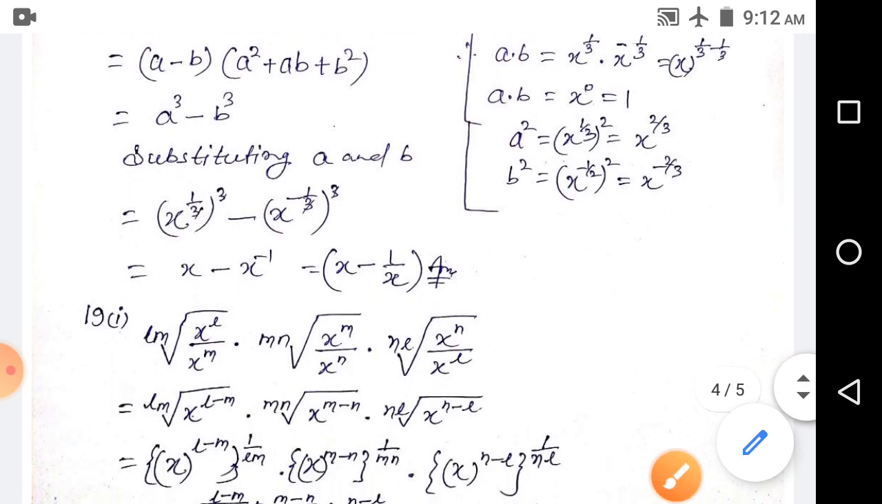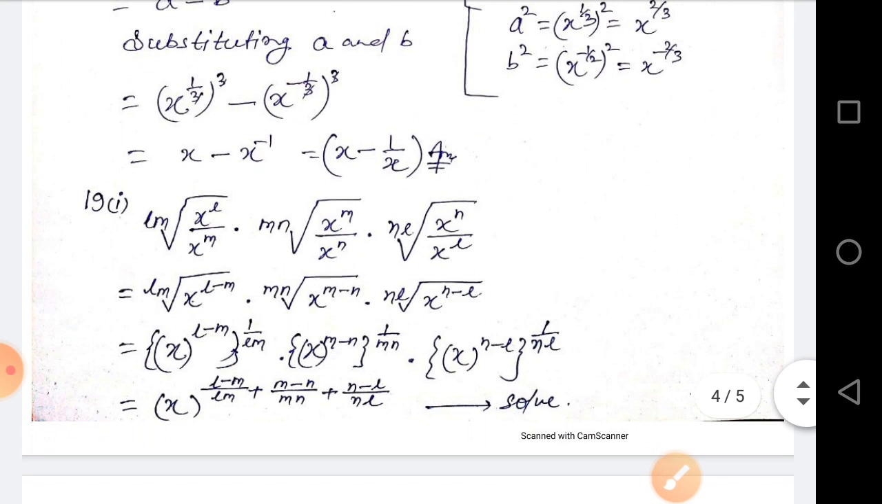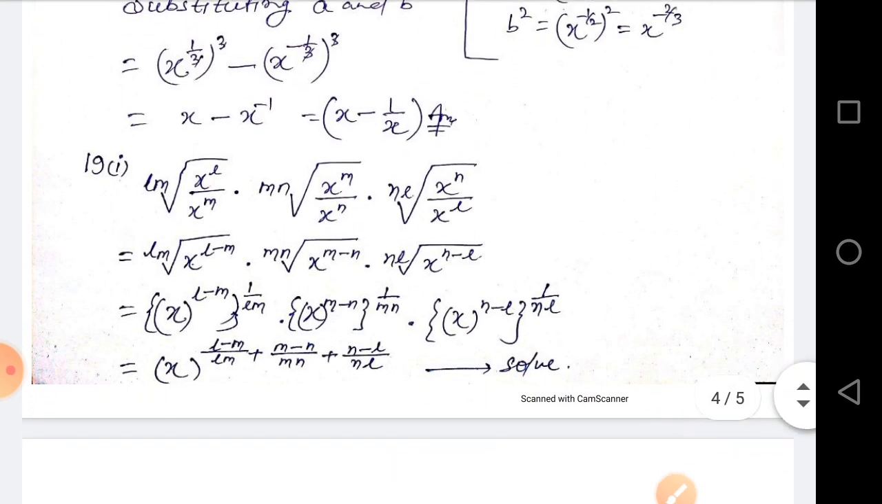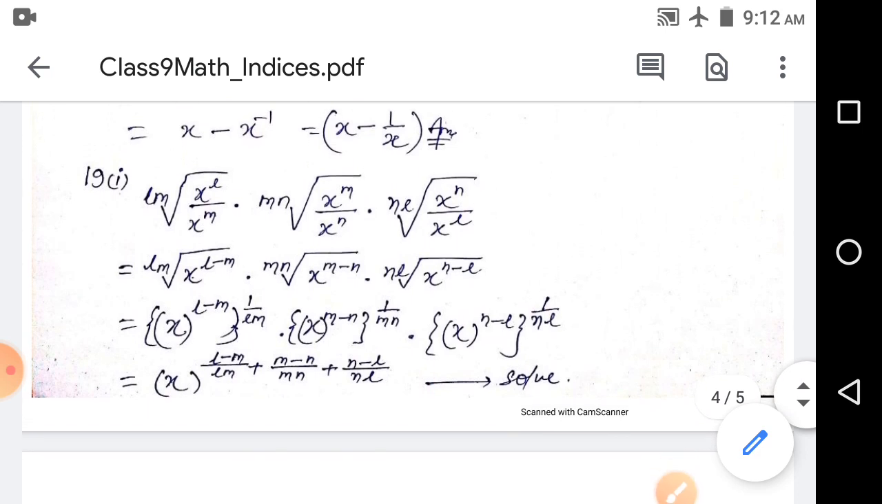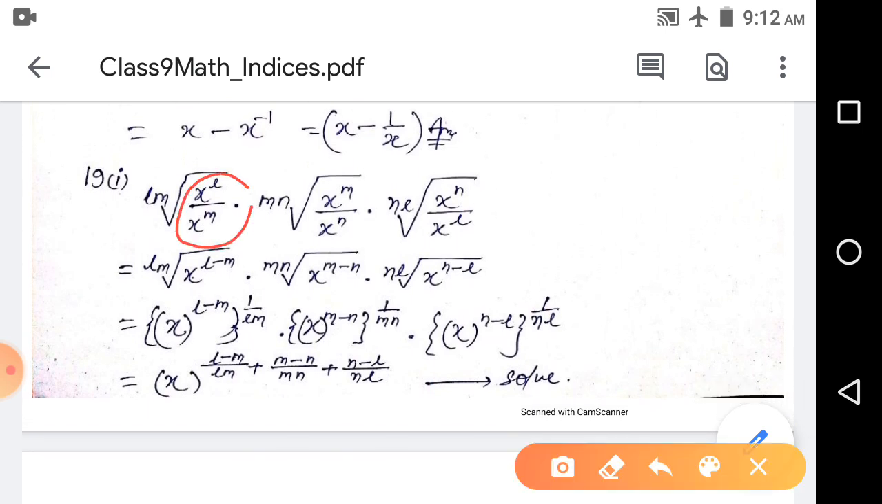Now go to question number 19. Question 18 you can try to solve. Question number 19 solution. See, we have the lm root of x to the power l by x to the power m. Simply all terms are written here. As you know, for this term we can write x to the power l minus m, for this term we can write x to the power m minus n, and for this term we can write x to the power n minus l.